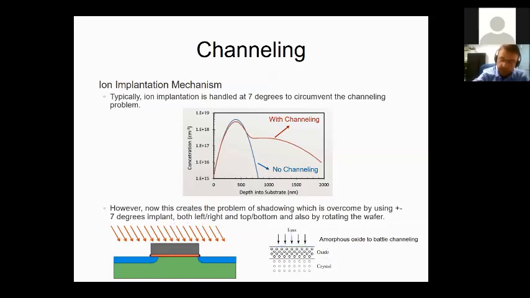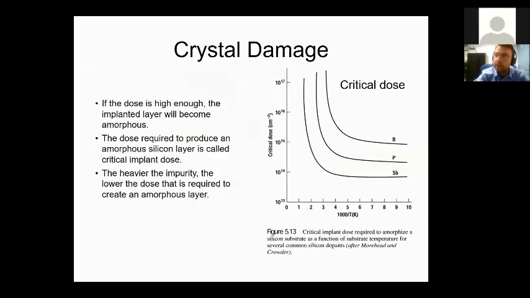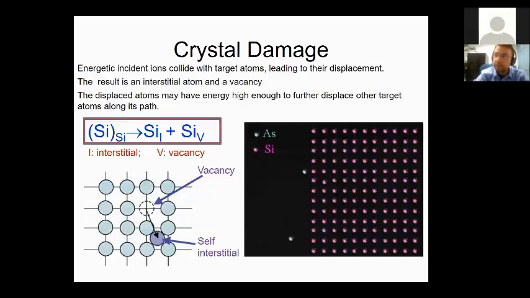Or, as I was saying, people apply a certain dose and try to understand, with different ions, like you can see here, how much of a dose is needed at what temperature to actually make the surface amorphous intentionally, so that this channeling will be minimal.